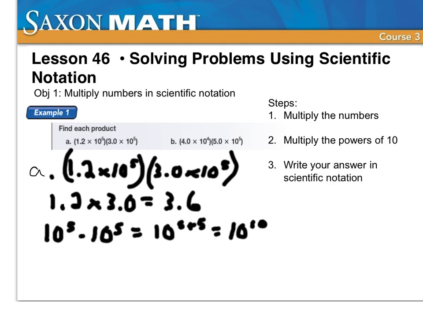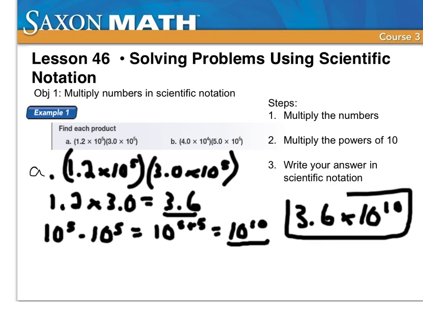Now I'm going to write those in scientific notation. So I'm going to combine this number and this number to make a number in scientific notation in my final answer. So I'm going to put 3.6 times 10 to the 10th power. And that's my answer for A. So we've got our number, and it's written in scientific notation. We know that because this number is between 1 and 10, and we got times 10 to some power. So we multiplied the numbers together, then multiplied the powers of 10, and then combined that into a new scientific notation. Alright, and let's do example B.